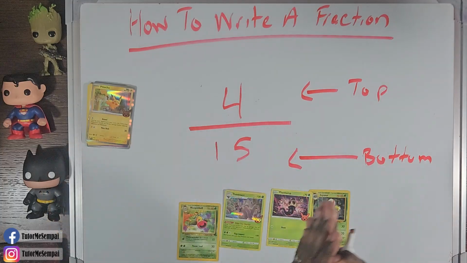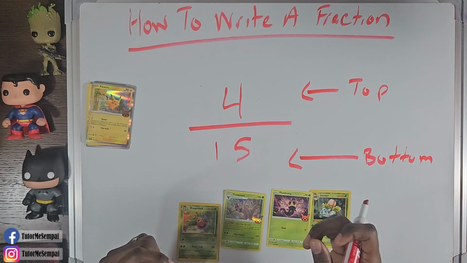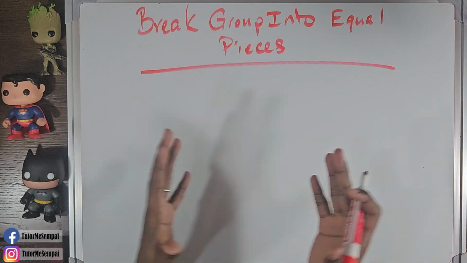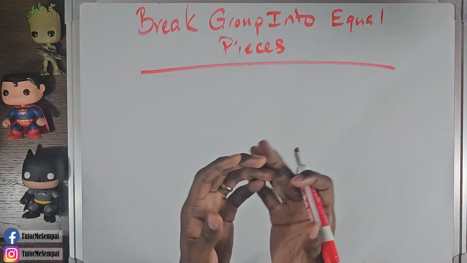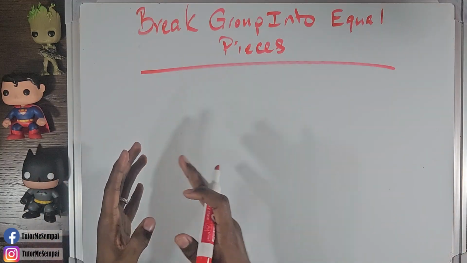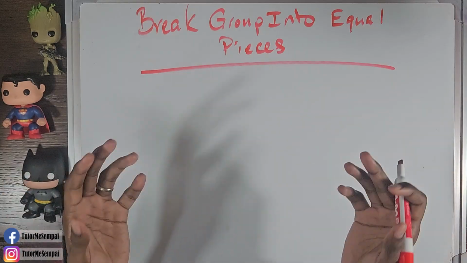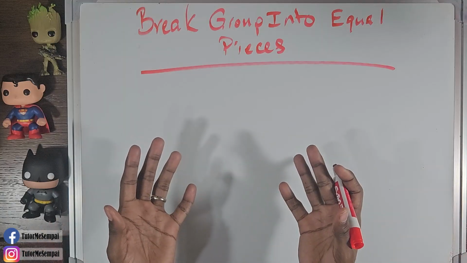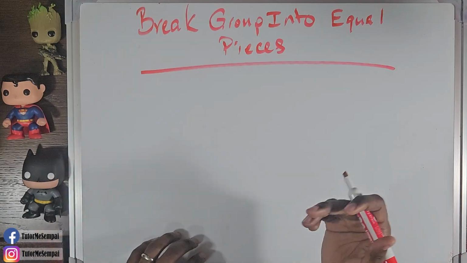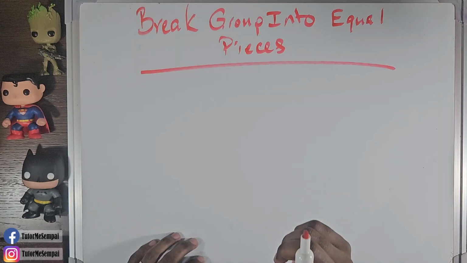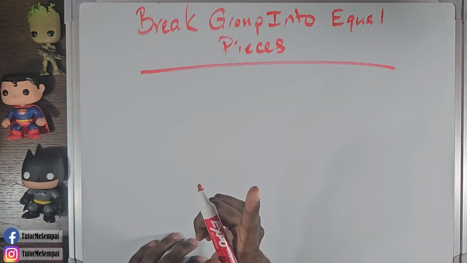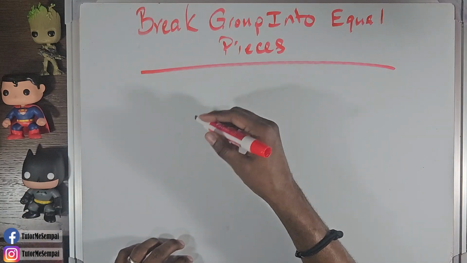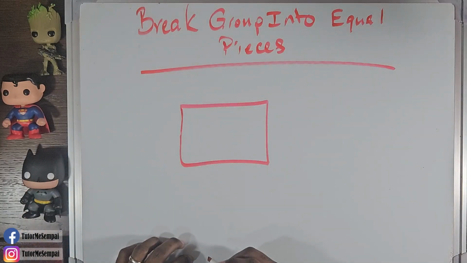Now that we've talked about how to write a fraction, let's see what happens when you don't necessarily have a group, but just one item. Now we said that your group can be a group of many different things. It could be a small group, it could be a large group, as long as you have a collection of things. But what if you only have one item? Can you still have fractions? Well, yes. In fact, as long as you do one very crucial thing, you can turn one item into a group of items. For example, let's say we have one rectangle.